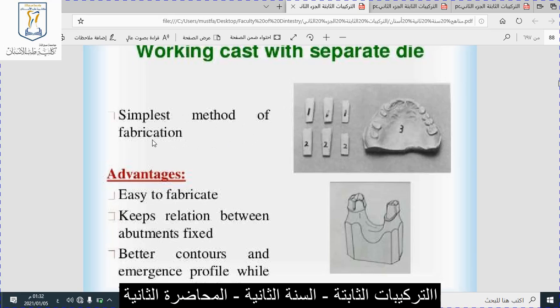Working cast with separated die is the simplest method of fabrication. We take an impression and cut the die from that stone, which after hardening we remove from the impression, and we cut the dies individually. And then we fill another impression with another stone to make another cast. The die is separate and the cast is separate from the die.